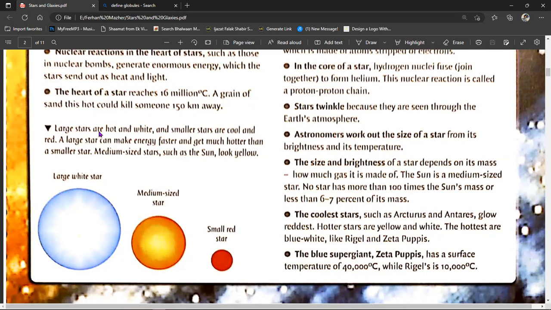Large stars are hot and white, and smaller stars are cool and red. A large star can make energy faster and get much hotter than a small star. Medium-sized stars, such as the Sun, look yellow.